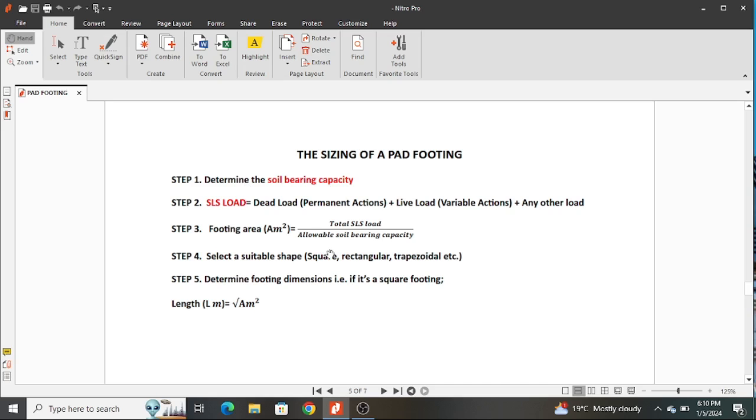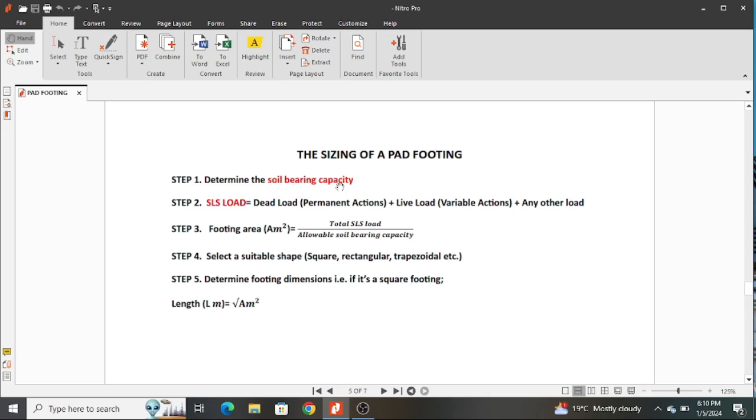Because this is a shallow foundation, we don't need to do rock coring to determine the type of material way below the surface. We just need to determine the soil bearing capacity at the surface, at the invert surface where our footing is going to lie on. Sometimes we might be forced to study the soil below, but this capacity is the allowable bearing capacity at the point where your footing is going to rest on the ground.